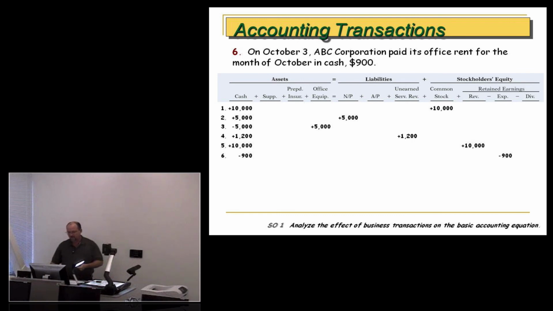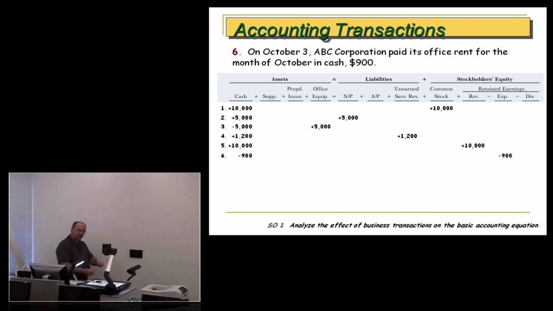Okay, next transaction on October 3rd, ABC Corporation paid its office rent for the month of October in cash for $900. Okay, so we pay rent by the month typically, and rent is simply a cost we have to incur. Now, a cost we incur to run our business, we call an expense. So we're going to call this rent expense. We know that rent expense, like all expenses, is part of retained earnings, and it reduces retained earnings.